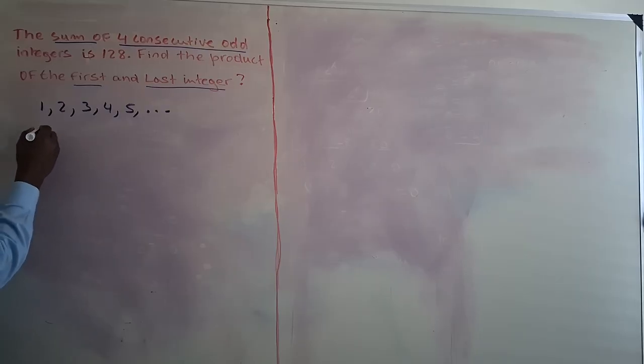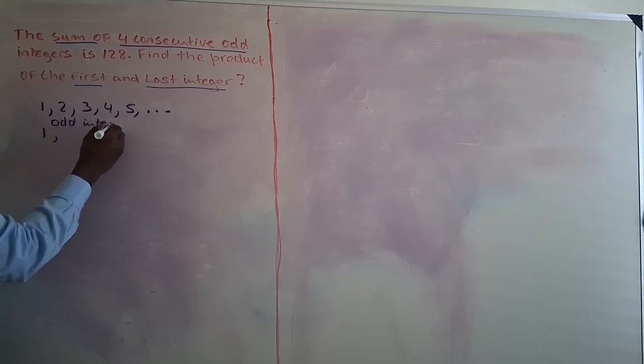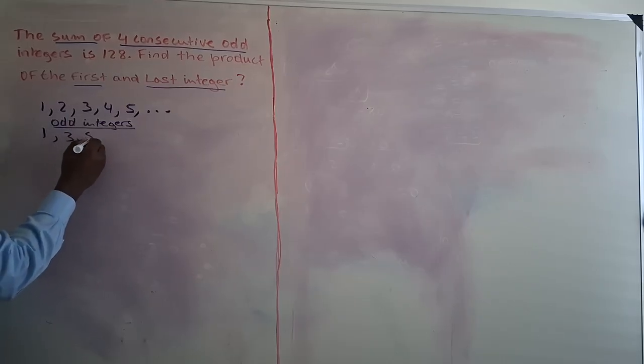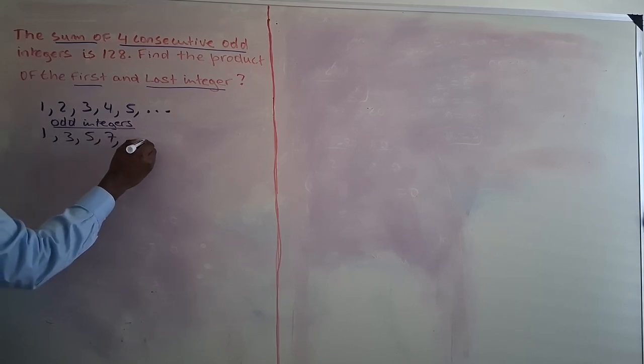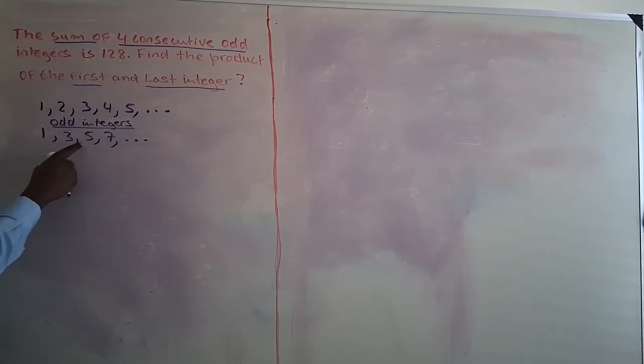So odd integers are like 1, 3, 5, 7, and so on. Right? They said four consecutive odd integers. So we have 1, 3, 5, and 7. So there are four consecutive odd integers. But they didn't say that the odd integers are 1, 3, 5, and 7. They said it could be any four consecutive odd integers.